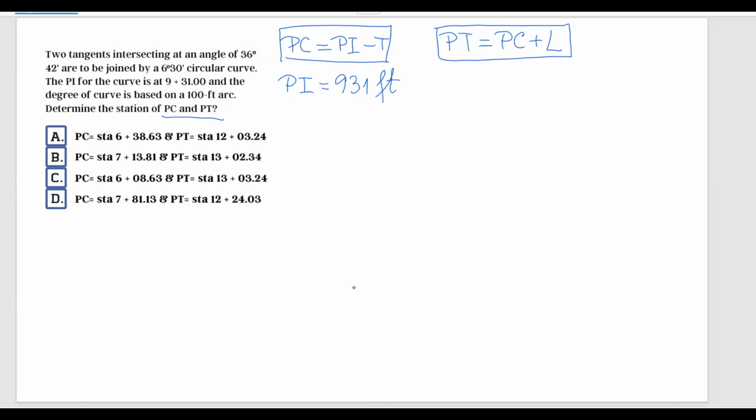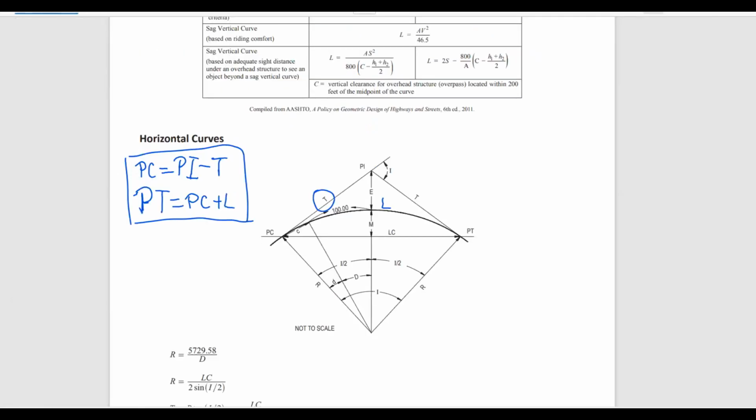We're also given, so two tangents intersecting at an angle of, that is actually our I, equals 36 degrees and 42 minutes. And if you're asking what is I, go back to the FE handbook, and this is the angle that we are given, I angle, which is equivalent to this angle over here. That's why when the problem says two tangents are intersecting and they're making this angle 36 degrees, this is the angle they're talking about.